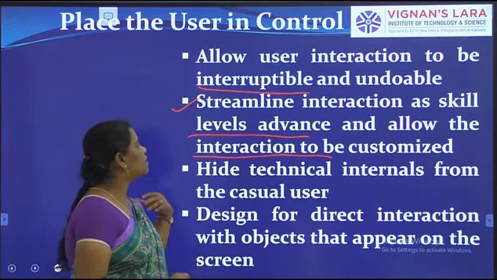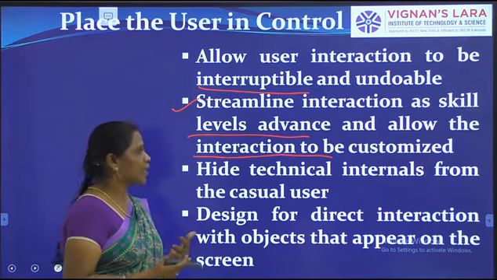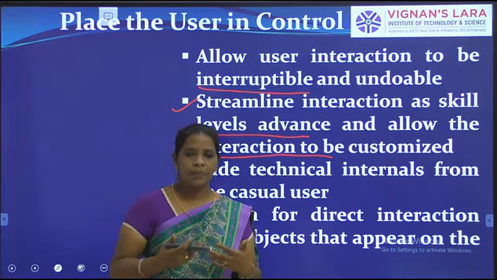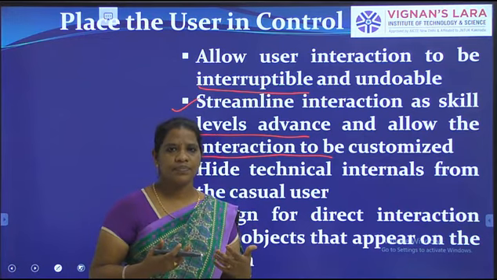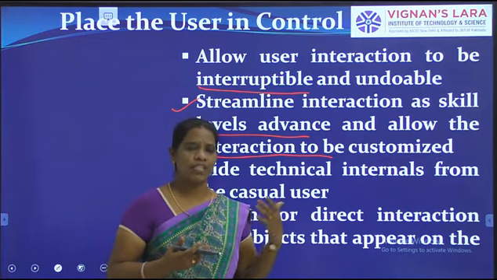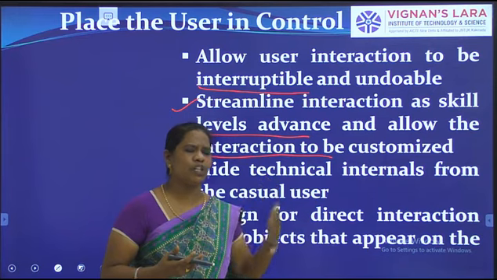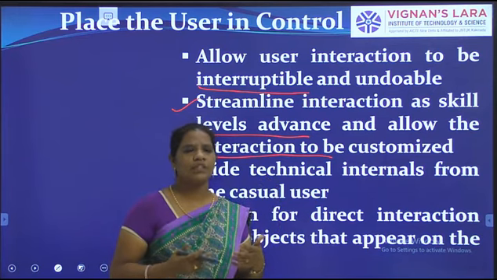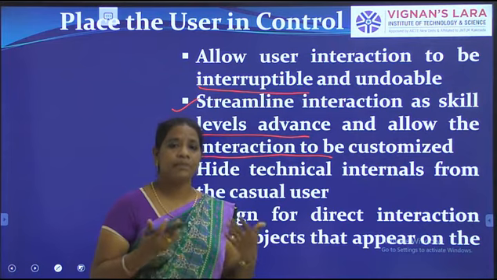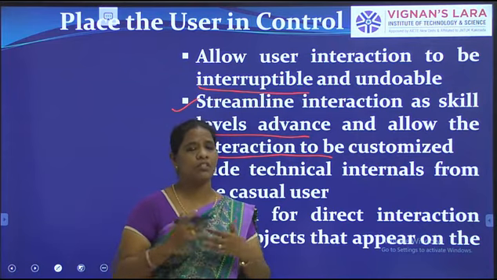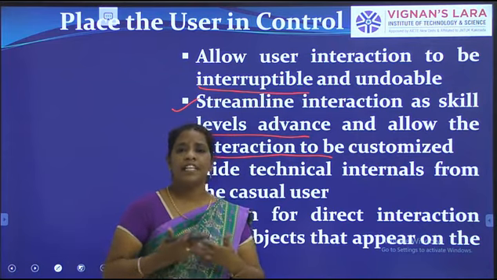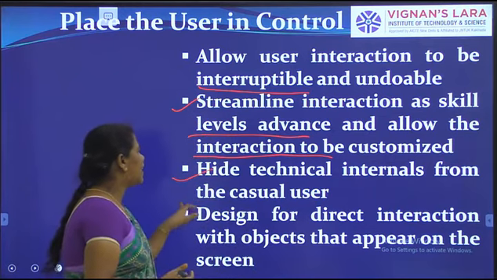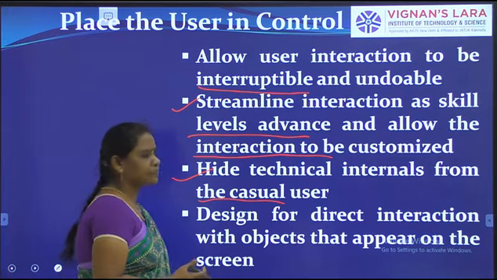So whatever interaction we are doing should suit the skill level, because some people don't have any skills. That means they don't know C language or C++ or Python or any of the different programming languages. They don't know all those things. So they will interact with the system for their own purposes. At that time, the system has to be very interactive with those persons. And next, hide the technical internals from the casual user.